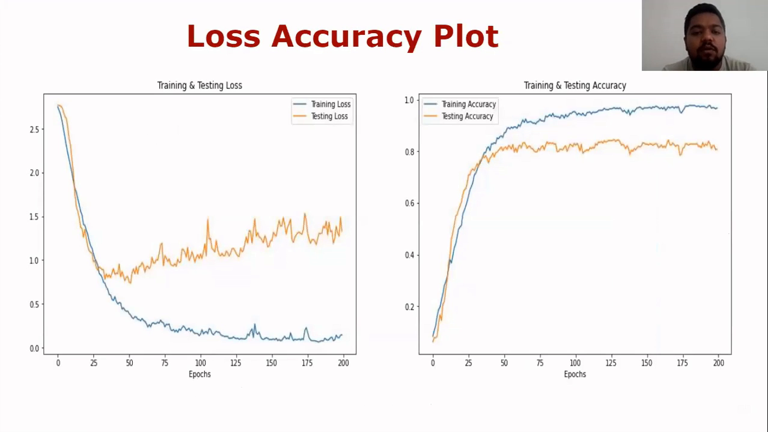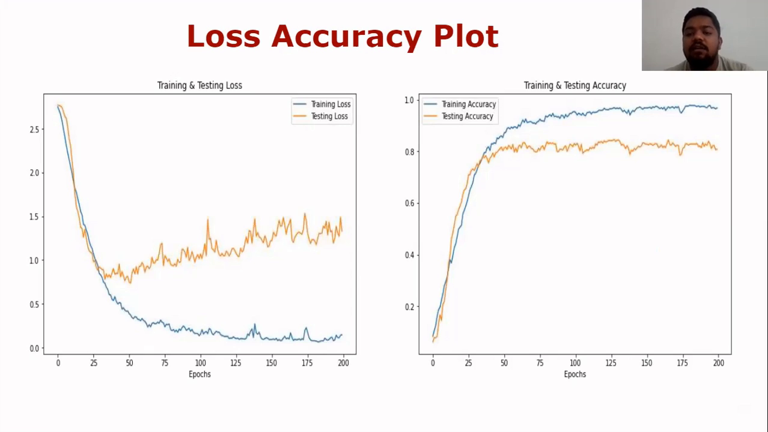Loss and accuracy plot. When we plot the loss and accuracy, in the first graph we see that among the 35 epochs, our loss gradually decreases. After completing the 50 epochs, the training loss continuously decreases and our testing loss reaches much higher, around 1 to 1.5.